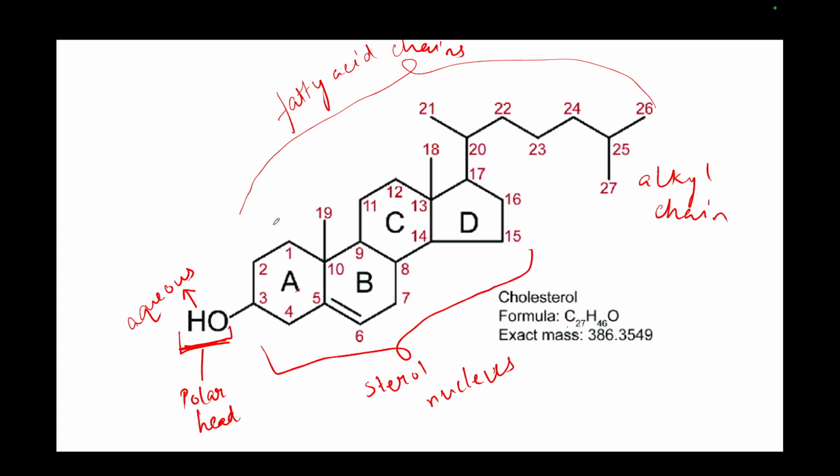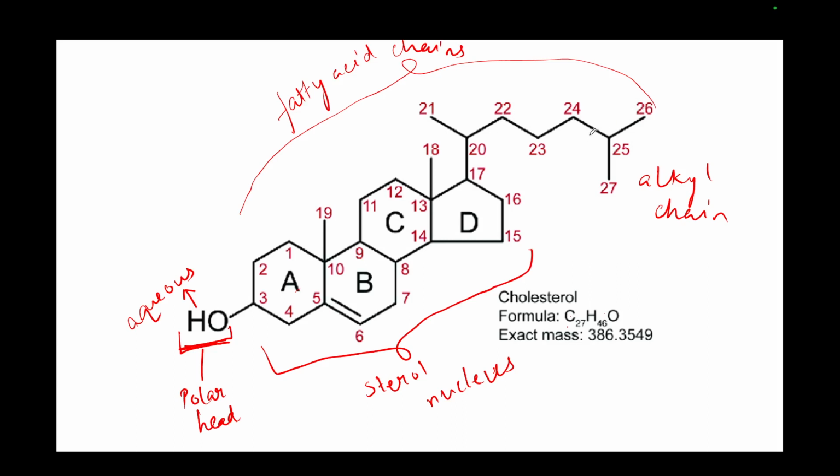Only this part is polar, the whole rest of the cholesterol is non-polar and it interacts with the non-polar side of the membrane, that is the fatty acid chains. Okay, it interacts with the fatty acid chains. This 4-ring system, the A, B, C and D, there are 4 rings that are fused together. They are called the sterol nucleus, and this part is also hydrophobic, this is a hydrocarbon chain.